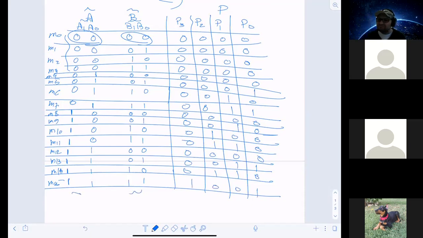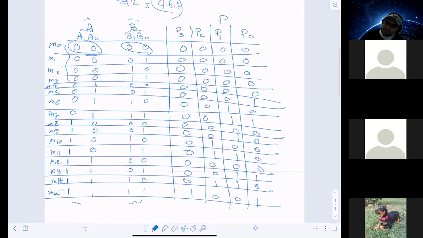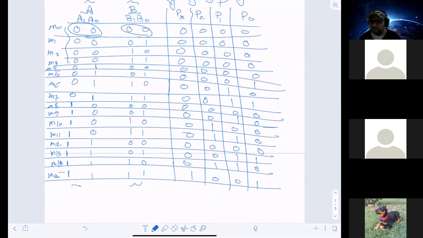We finished. Because how many K-maps am I going to have? 4: one for P3, one for P2, one for P1, one for P0. Easy peasy lemon squeezy, or not? Does it make sense? Yes. So it was easy. It's a matter of practicing. That's the whole idea.